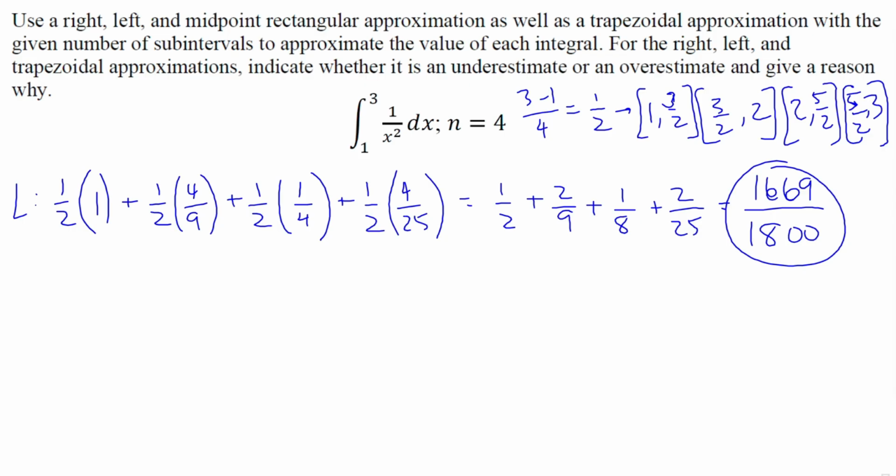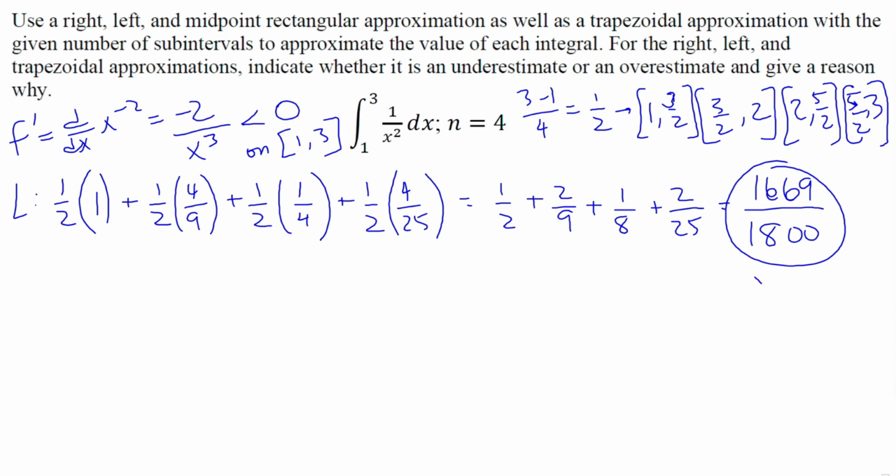And we'll take our derivative, right? The derivative of this is the derivative of x to the negative 2. Well, that's negative 2 x to the negative 3, or negative 2 over x cubed, which on the interval from 1 to 3 is always going to be less than 0. Which means we know that this function is decreasing. And if we have a function that is decreasing, then a left approximation is going to be an overestimate.